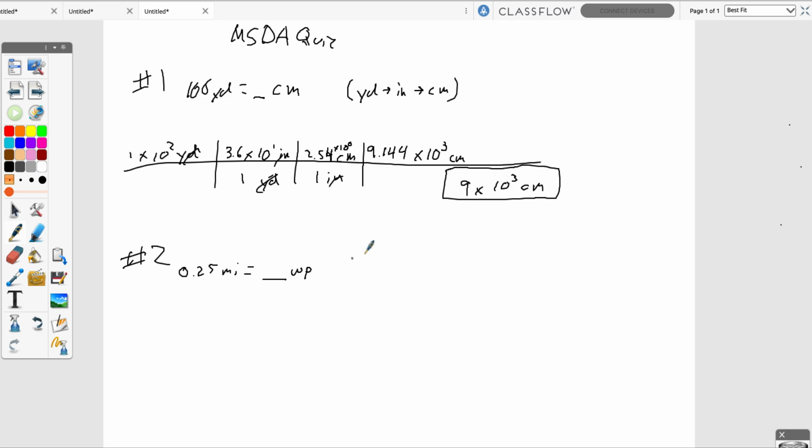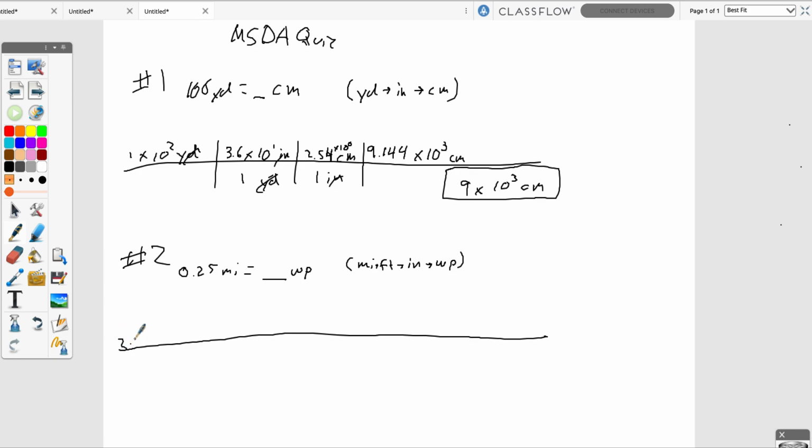Okay. All right, since it's multi-step, I'm going to write out that I'm going miles to feet. Miles to feet, and then feet to inches, and then inches to WP, which is walking pace. So that means I got to make a bar across the bottom here. And here we go. And since it has to be scientific notation, I'm starting off right off the bat, okay?